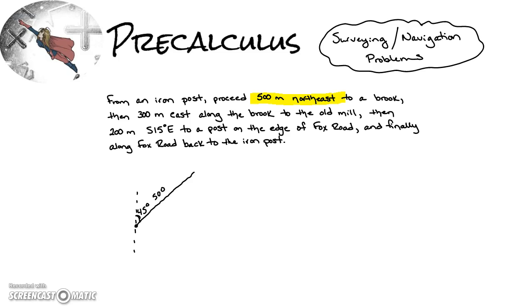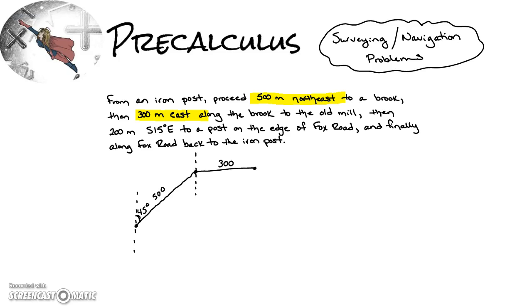Okay, now it says then go 300 meters east along a brook. So from here, and let's draw in another north-south reference line, we're going to head directly east for only 300 meters, and you can try to get the lines relatively to scale so that the 300 looks smaller than the 500. Okay, then the person is going to switch directions again.